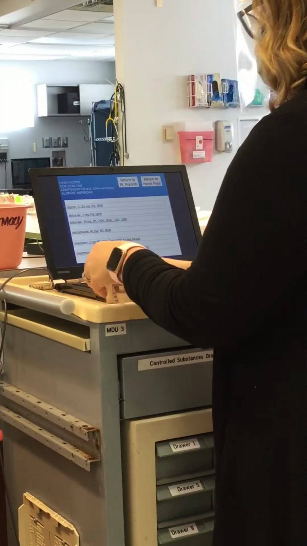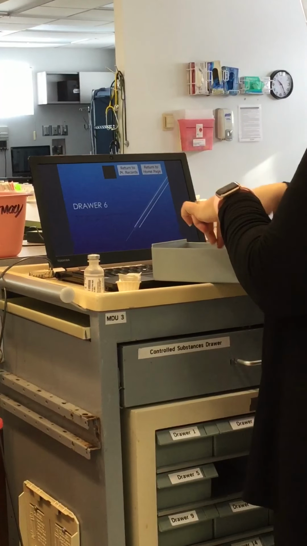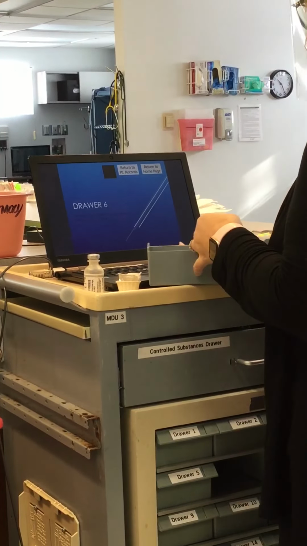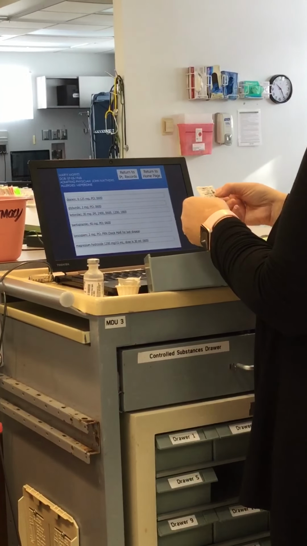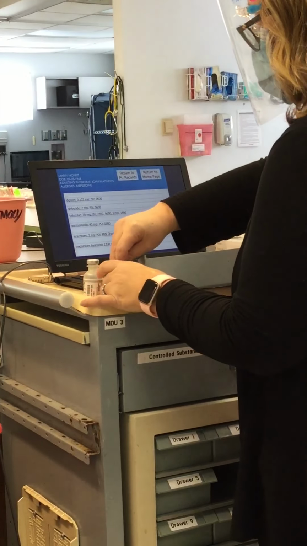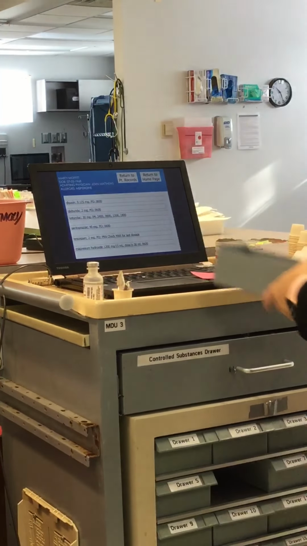So then I'm going to go down to the pantoprazole, which is also due at 6, and get it out of drawer 6. So I'm going to go back to my order, and I have pantoprazole, 40 milligrams. It's due at 6. The barcode is good. It's not expired. I'm going to put that in my cup.